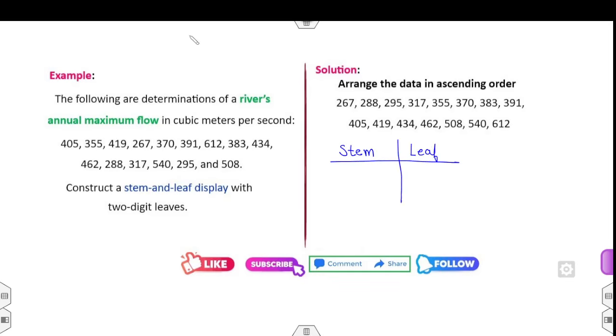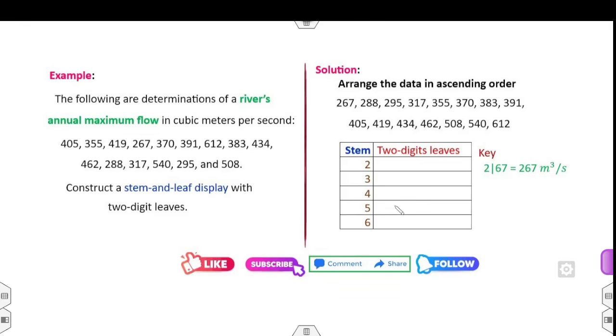But if you read the statement very carefully, what is given to you? Two-digit leaves. That means 67 is my leaf, 88 is my leaf, 95 is my leaf, 17 is my leaf. If nothing is said, then the last one digit is my leaf, but here you are told two digits are my leaf. So what are the stems? The first is 2, next is 3, next is 4, next is 5 and the last stem is 6. Clear? The stems are 2, 3, 4, 5 and 6.